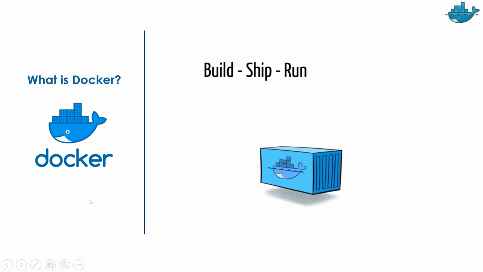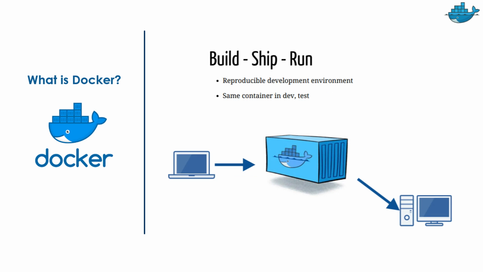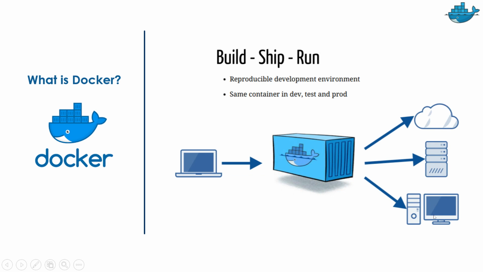Let's talk more about the build, ship, and run. That is, of course, an initial step for understanding better, but let's go one by one. We can create a reproducible development environment with the help of Docker. In terms of a container, it will be shipped from the development environment into the test environment, and then into production. It may be your production environment in a data center, or it may be in the cloud. So it all depends on that.